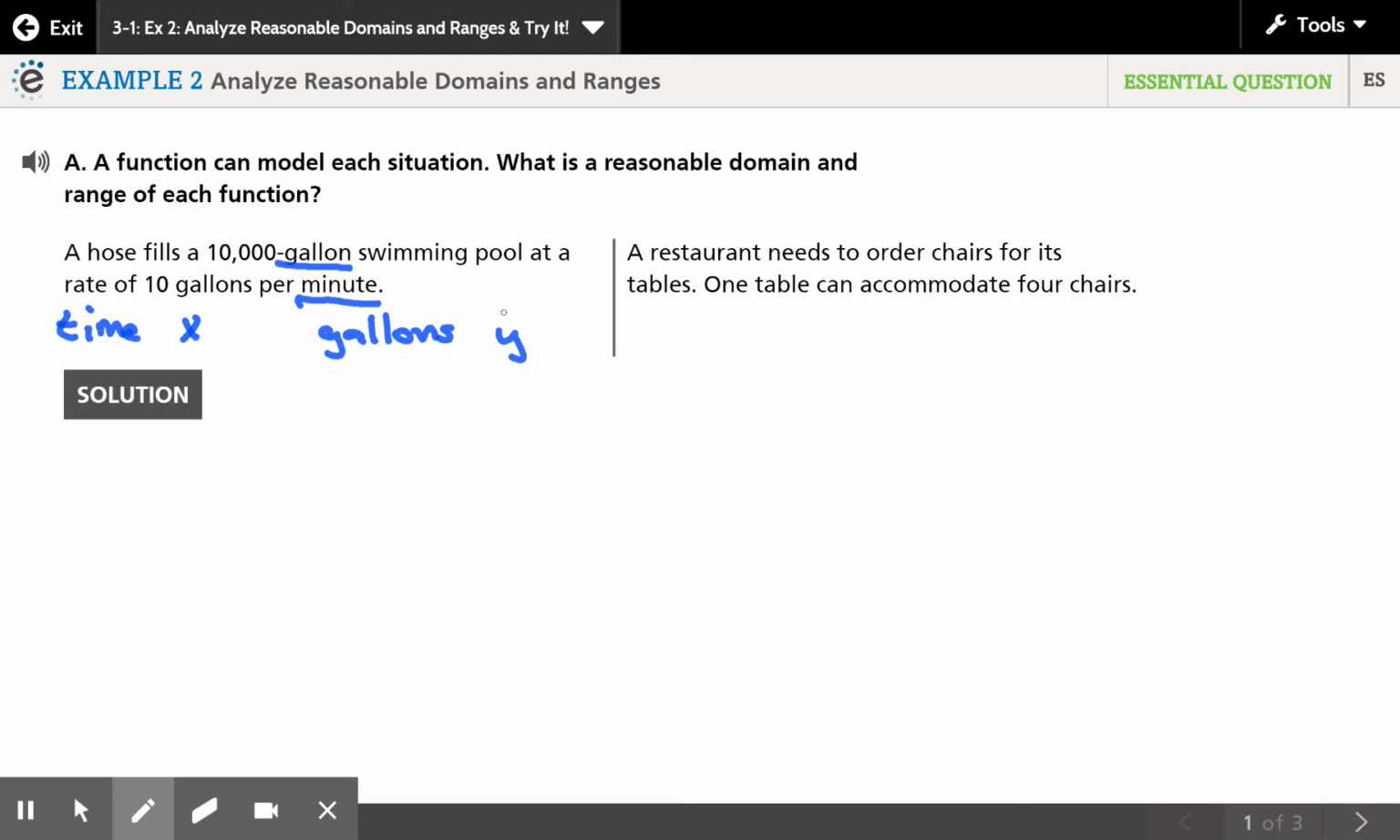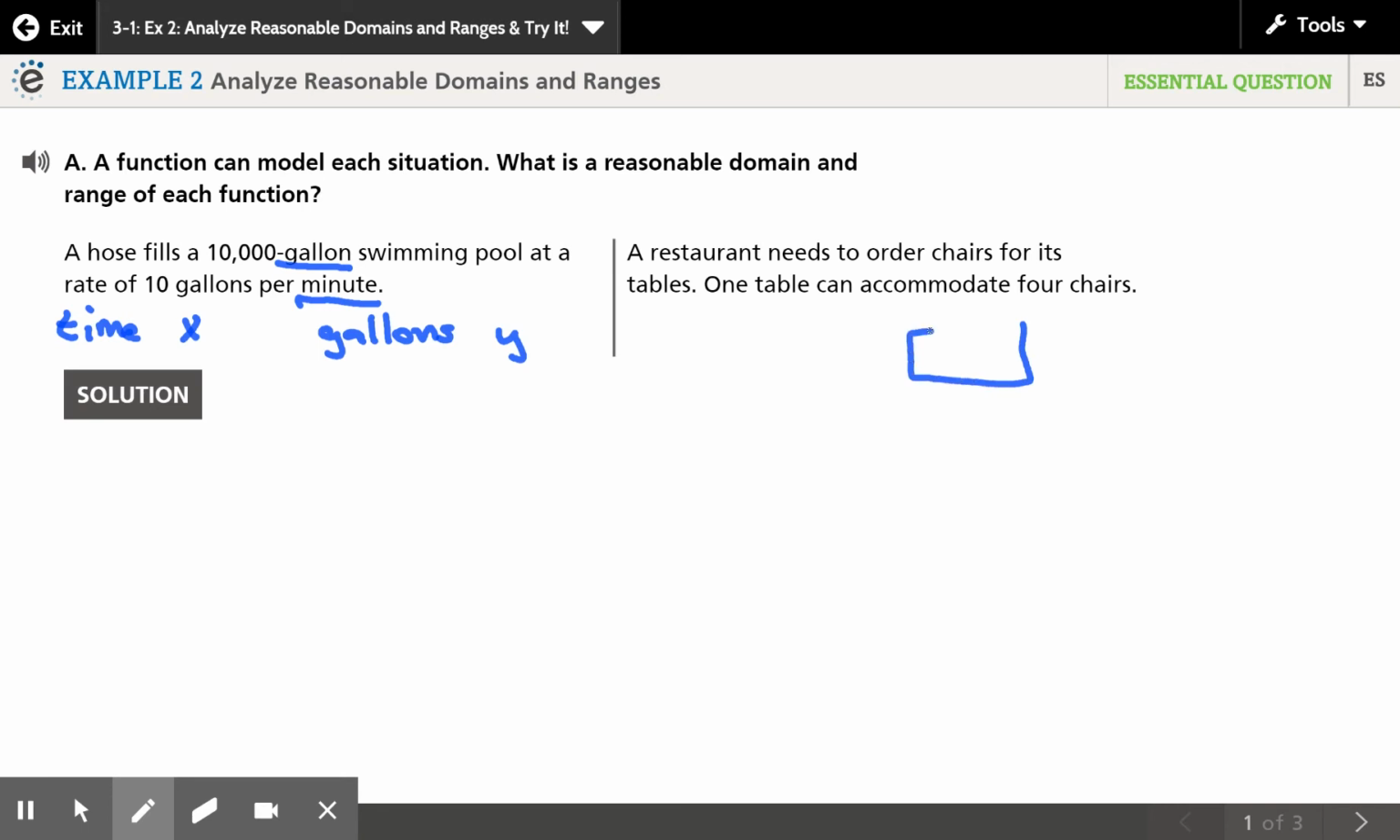The gallons, think about, can you have 2.3 gallons? Can you have a half a gallon? What is the maximum amount of gallons that the swimming pool holds? So those are all ideas that you need to put into a sentence to explain what the appropriate domain and range is. Same thing with the table.